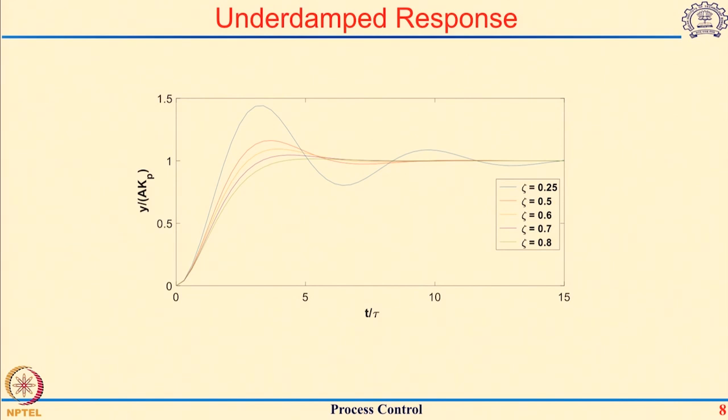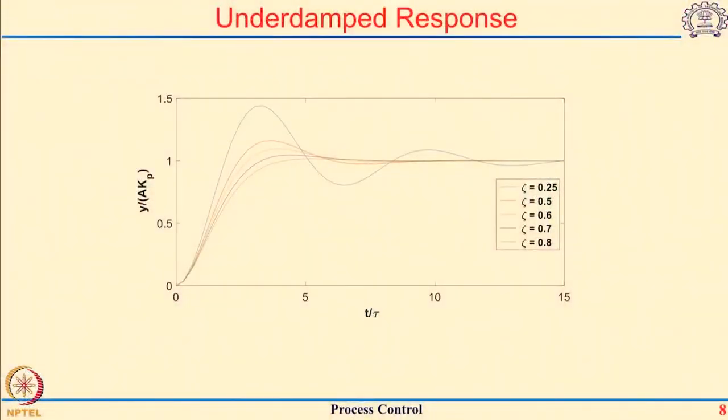If the zeta value is closer to 1, the oscillations are not that significant, and as the damping coefficient value goes much lower below 1, you will see that the oscillations are quite significant. And we had seen last time that if the damping coefficient becomes 0, then these oscillations do not die and you will get a case of sustained oscillations. So that is how the responses of a second order system change as we change the damping coefficient, from a very high value to a very low value close to 0.